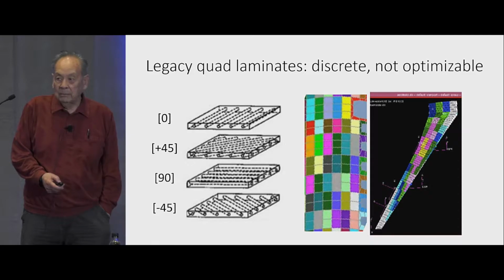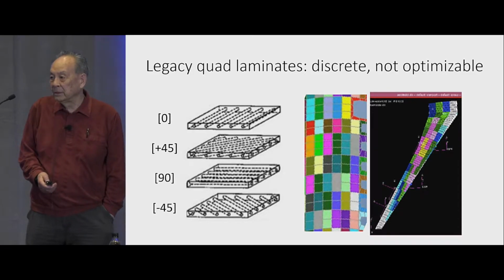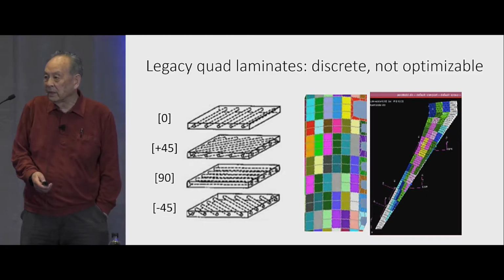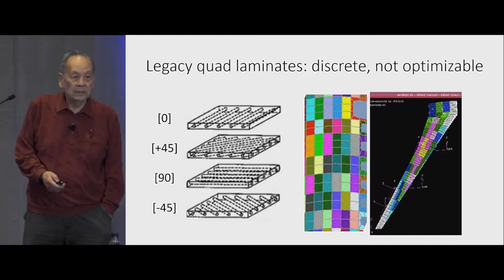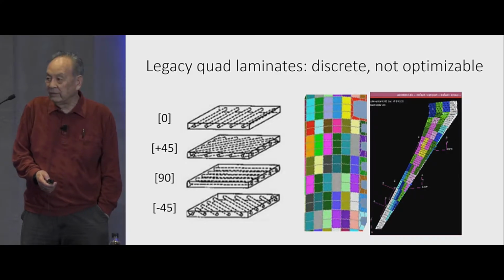But the biggest problem deals with the meshing between the elements, because the elements will have different thicknesses of the laminates and different orientations. So that becomes a blending issue that is very, very challenging.